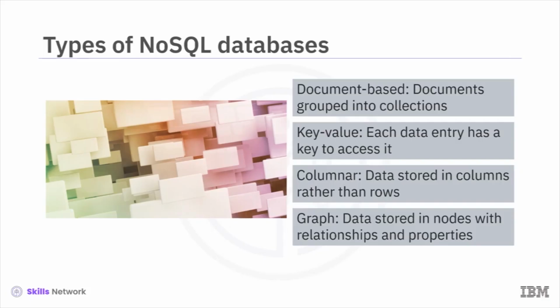Columnar databases store data in columns rather than rows, enabling storage of large volumes of data suitable for analytical workloads. Graph databases store data in nodes. Nodes have relationships and properties and can manage and query complex relationships between them.